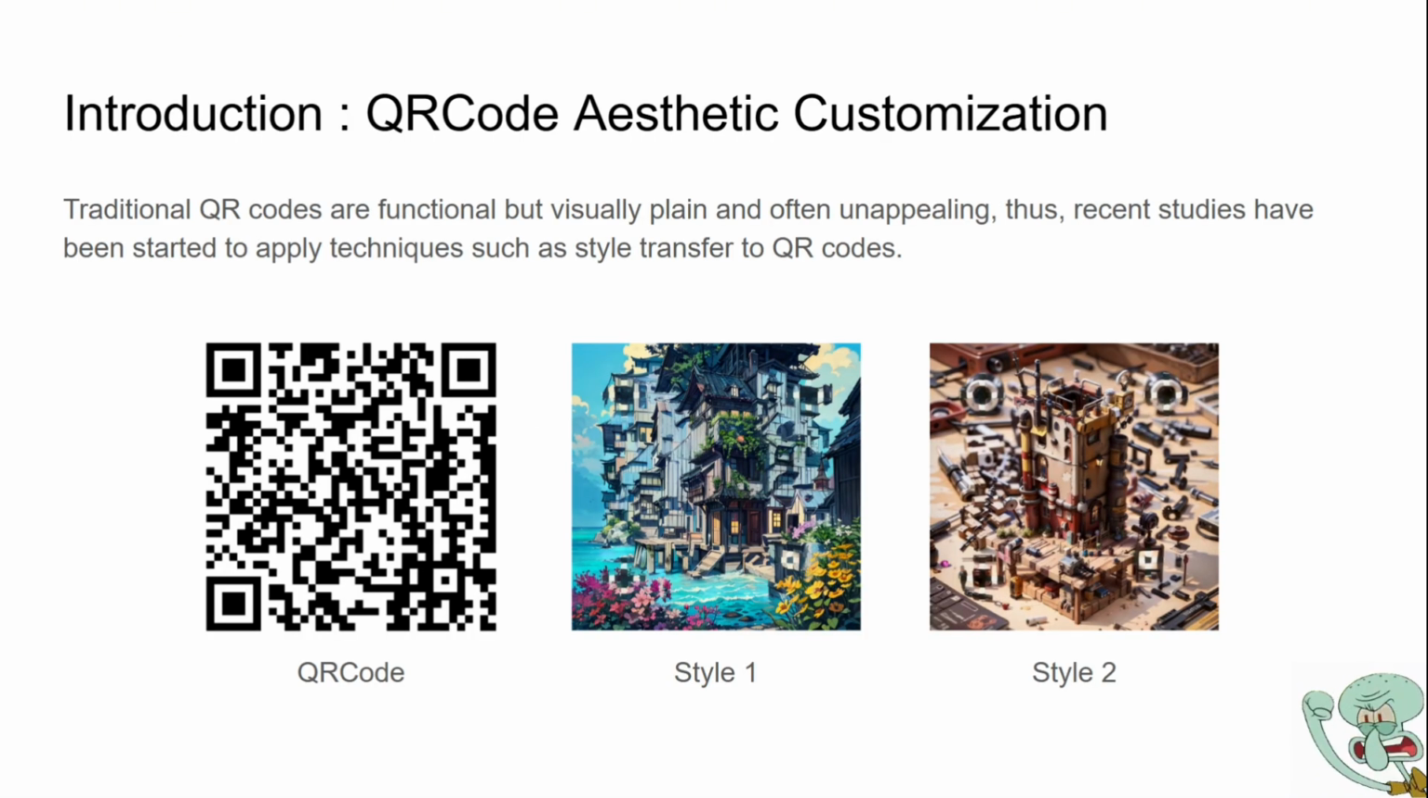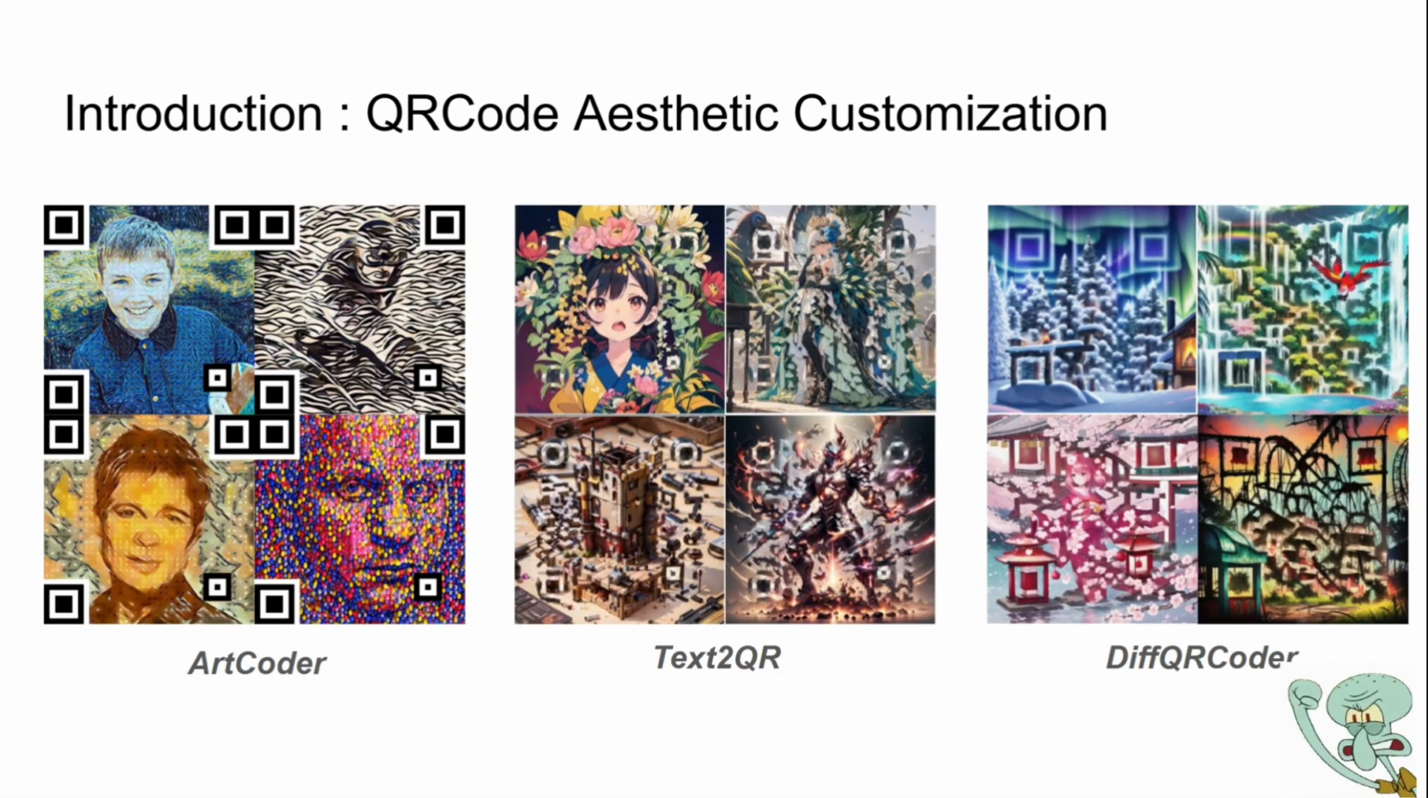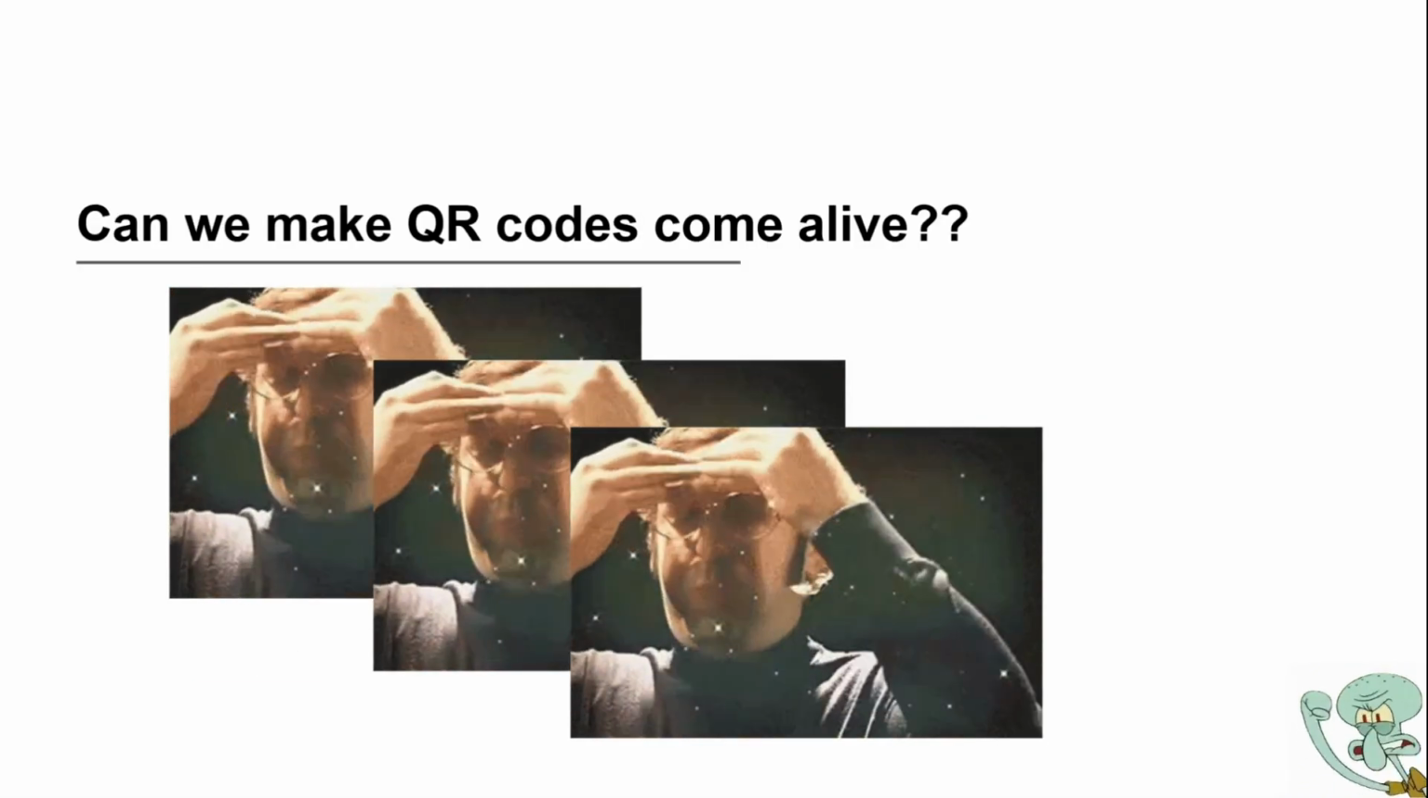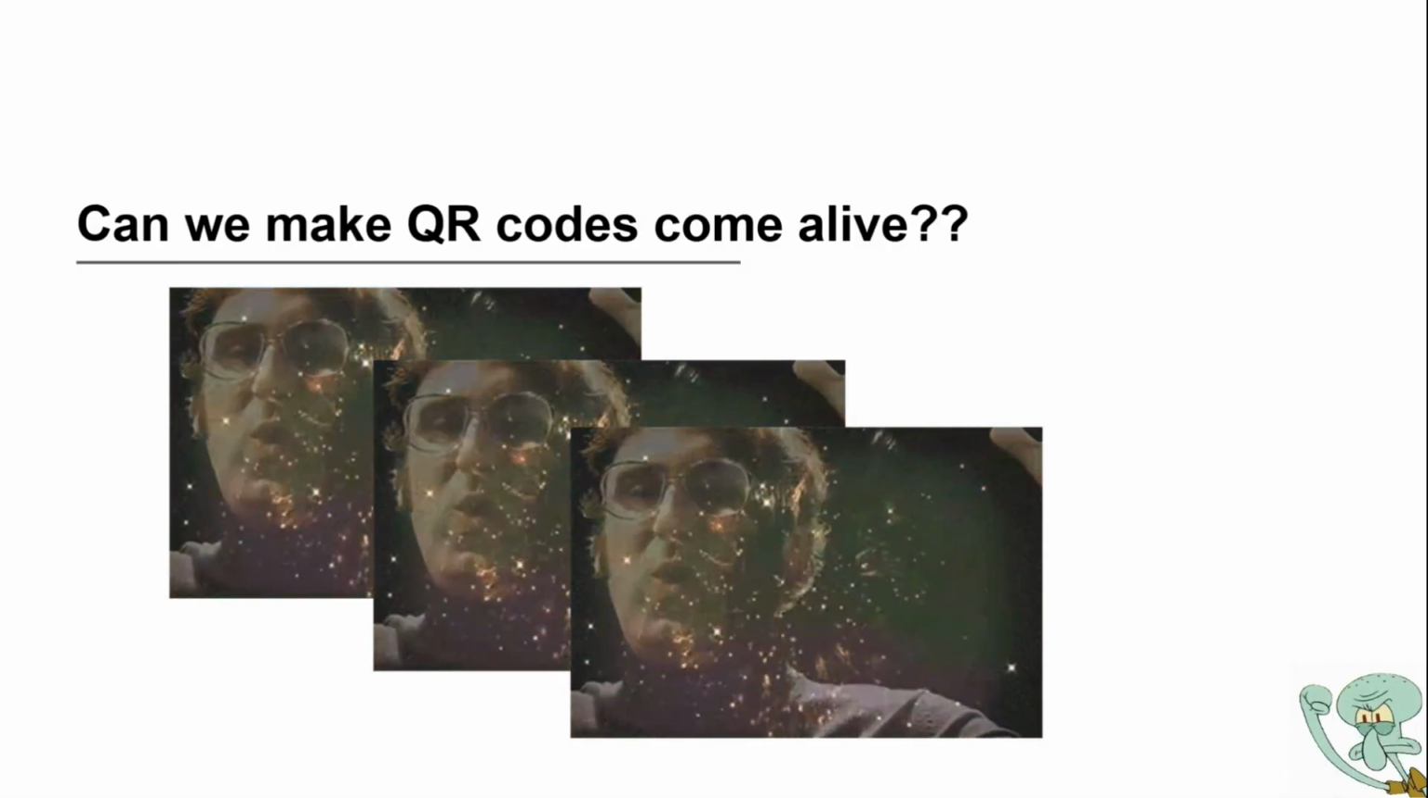Traditional QR codes are functional and convenient for a lot of situations, but they seem boring. So recently, a bunch of works dive into making QR codes more stylish and pretty. There are some demos of previous works. They are using different generative models and optimization processes to generate stylish QR code images while maintaining their scannability. So we are thinking, can we make QR codes alive?